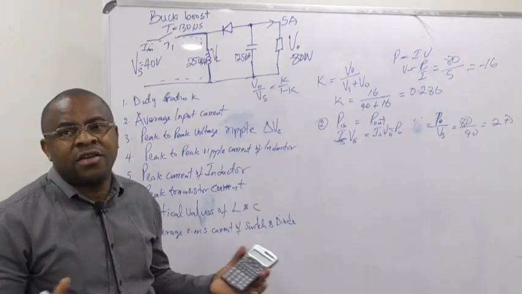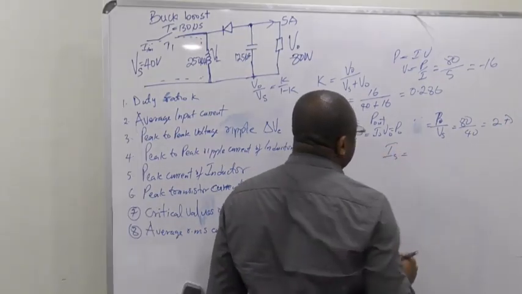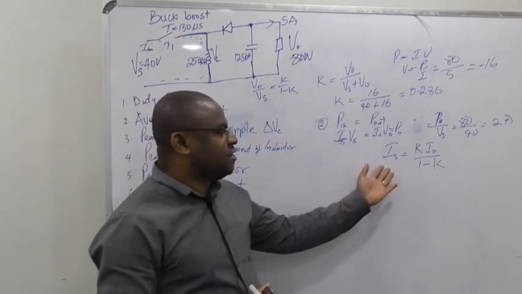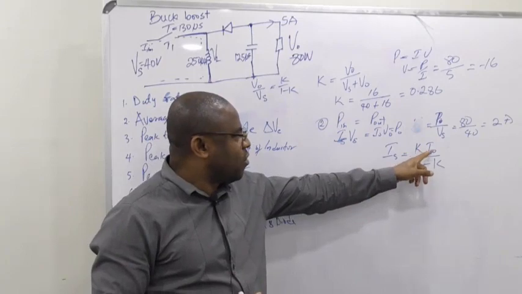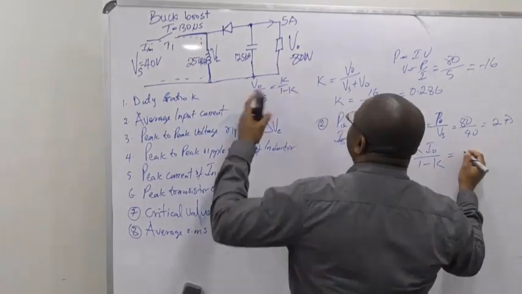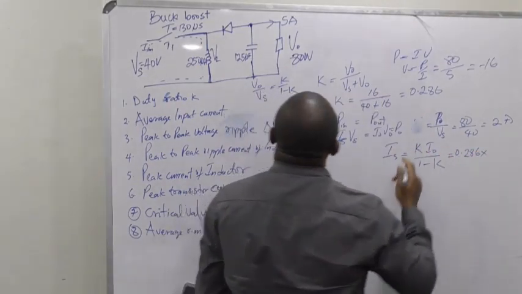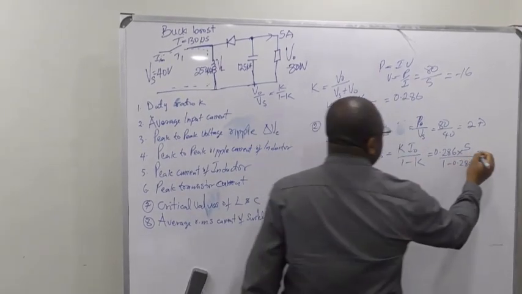If you want another kind of formula, you can also use this: IS is K IO over 1 minus K. You can still use this if you want. So I input, I source, is the same as K IO over 1 minus K. So if you just know the duty cycle, 0.286 multiplied by the output current of 5 amps, divided by 1 minus 0.286.